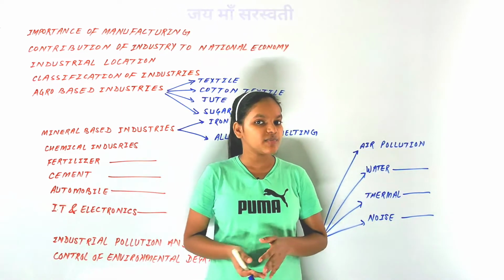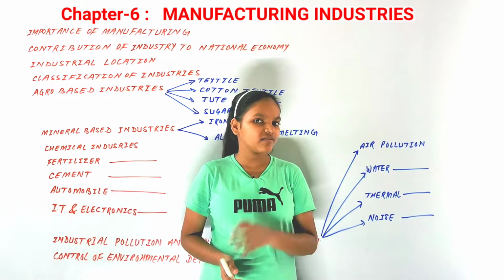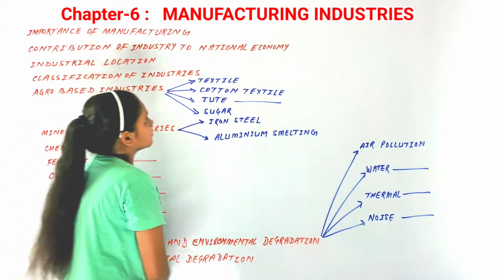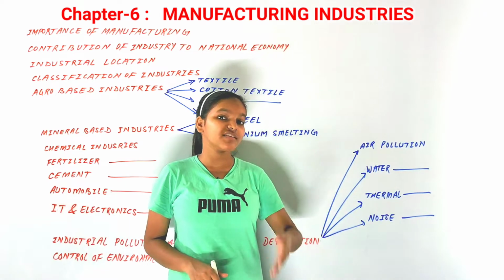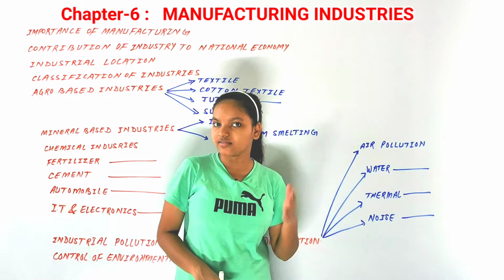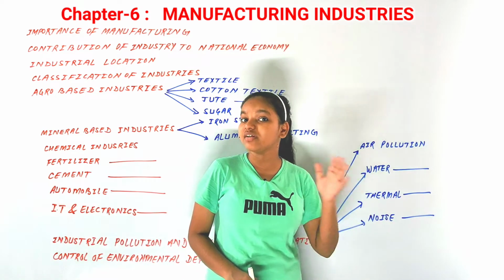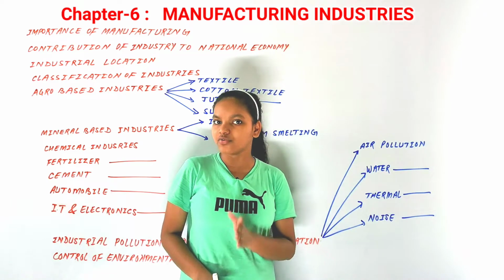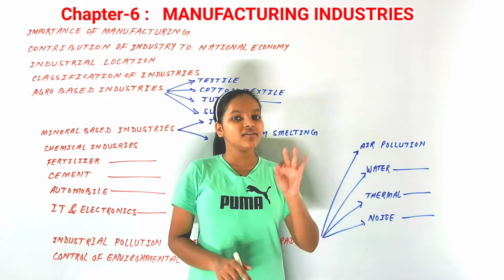So today I'll explain the 6th chapter of class 10th geography, and the chapter that we have got here is manufacturing industries. Now in this chapter we are going to discuss the manufacturing industries. Basically this chapter is connected with the previous two chapters that we discussed, that was agriculture and minerals and energy resources.